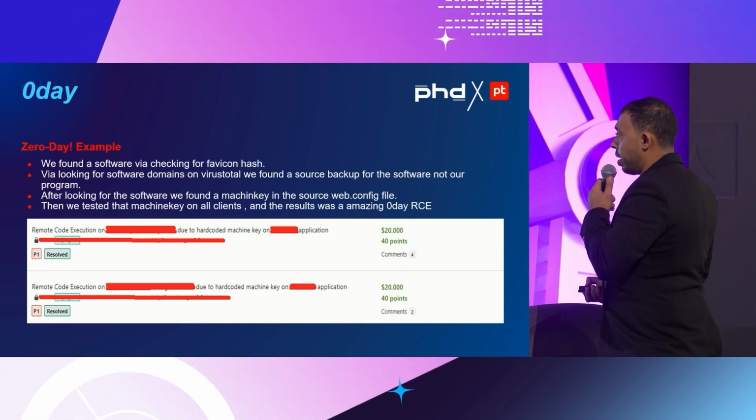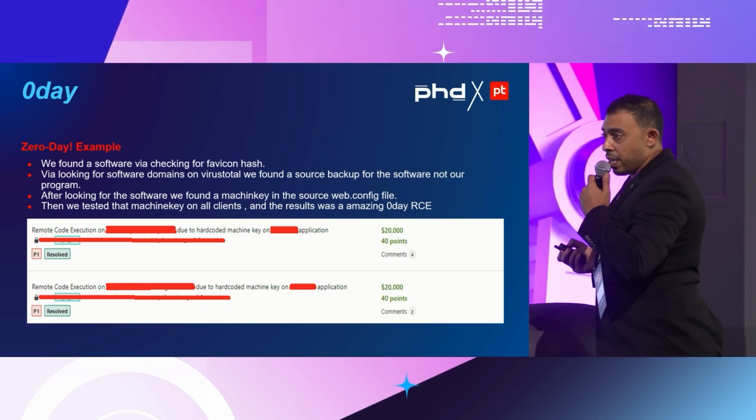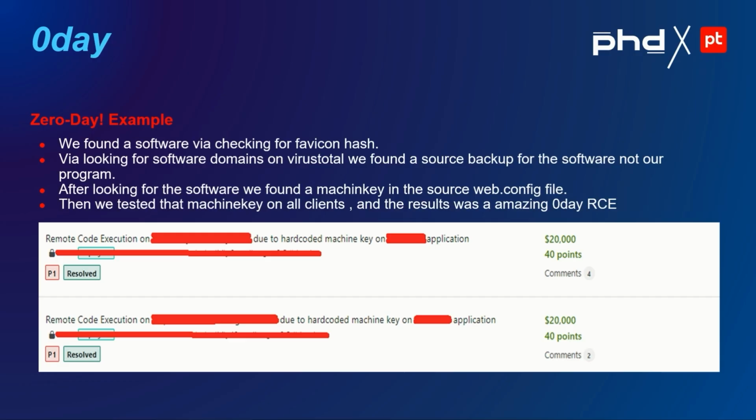Here's an example of a 0 day that Abdullah HackerX and I found. He has a talk this year about authentication bypass, and I'm sure it's going to be an amazing talk. What we did: we were testing a bug bounty program, and at that time we found an unknown favicon hash. So we took that favicon and extracted the favicon hash. Then we looked for the software on VirusTotal and everywhere, and we started Googling about the software itself, and we found that we can download it.